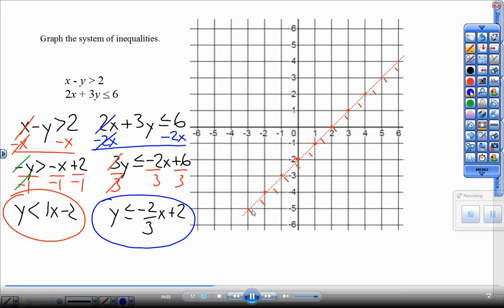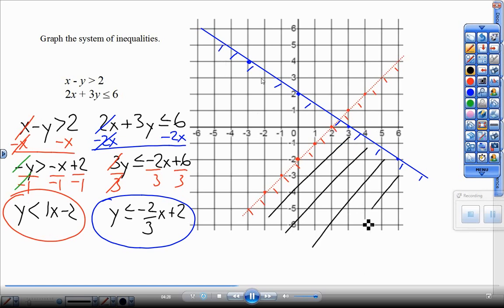The blue one, start at 2. Go right 3, down 2, right 3, down 2, stair step the other way. That is a solid line because of my inequality. Less than, also shading below. Less than, shade below. If this would have been more than, I would have shaded on top. Less than below, more than on top. Both these are below the lines that are drawn.